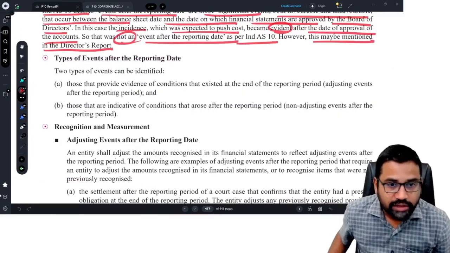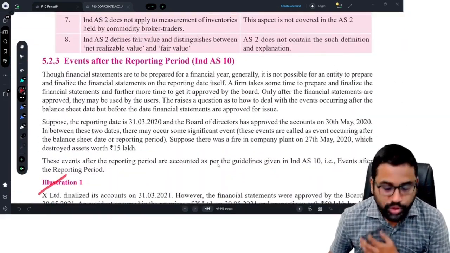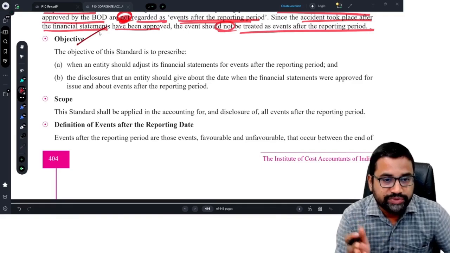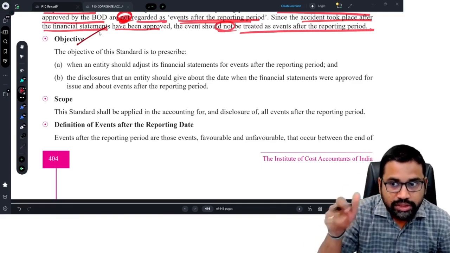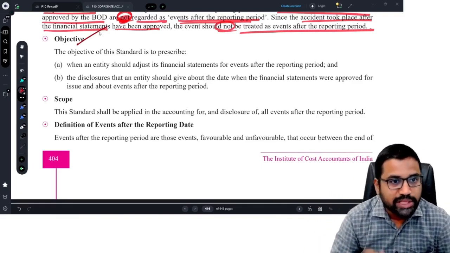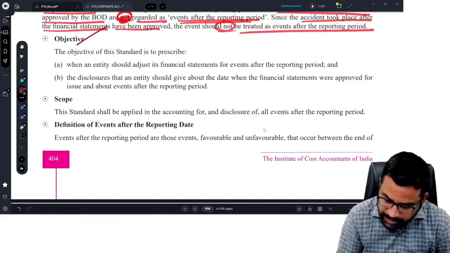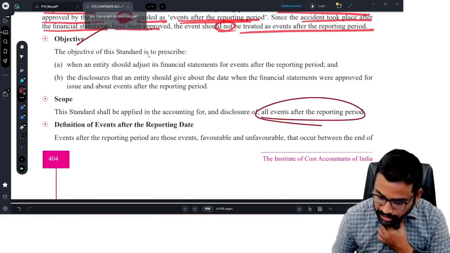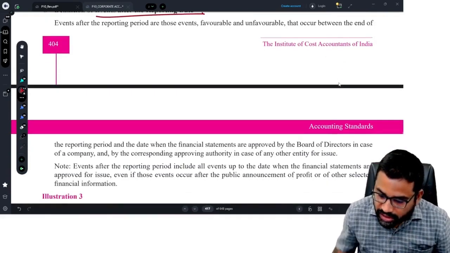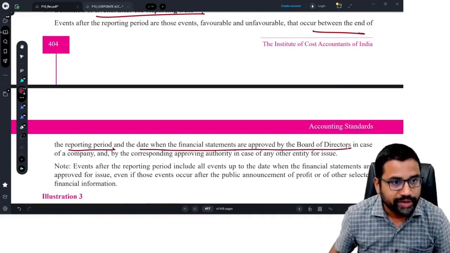Now see the material, the institute material relating to Ind AS 10 events after the reporting period. So objective I told you. Whatever the events which happened between the balance sheet date and the approval date, how to deal with those events, whether the effect will be considered in the financial statements or not, that will be the main objective of this standard. Okay. And scope, it is applicable for the events which happened after the reporting period. And what is the definition of events after the reporting date? Any event which occurred between the reporting period, that is 31st March, and the date when the financial statements are approved by board of directors.